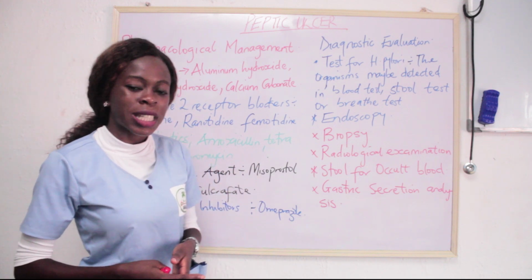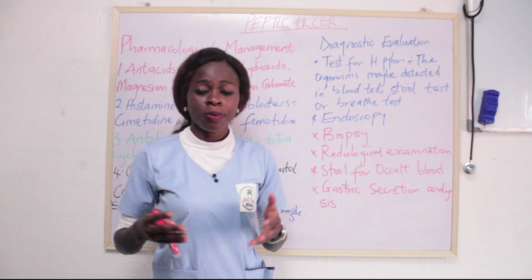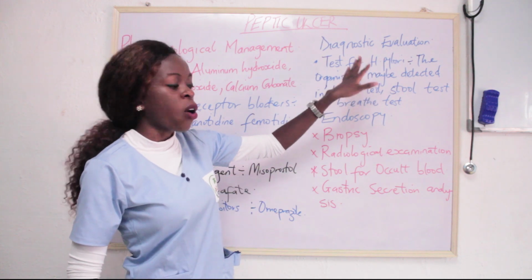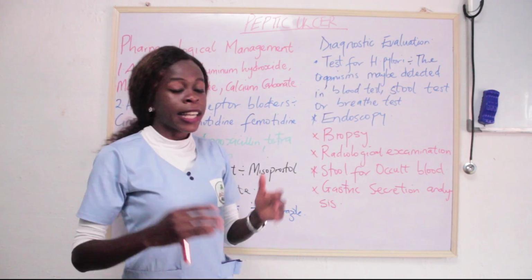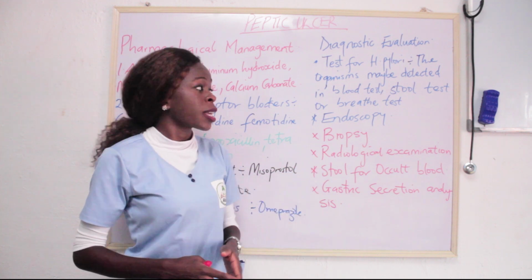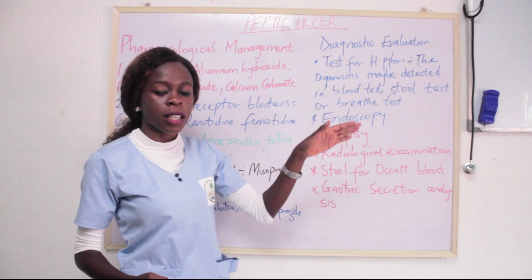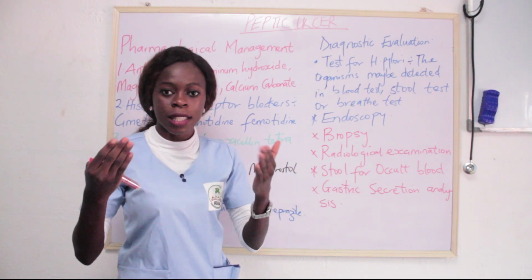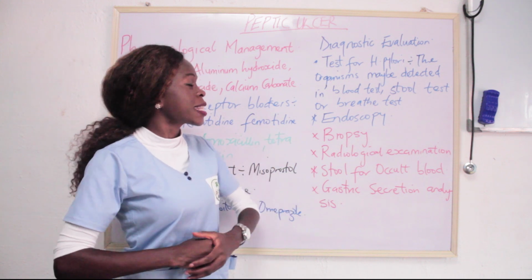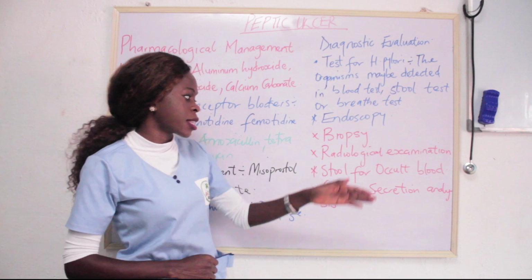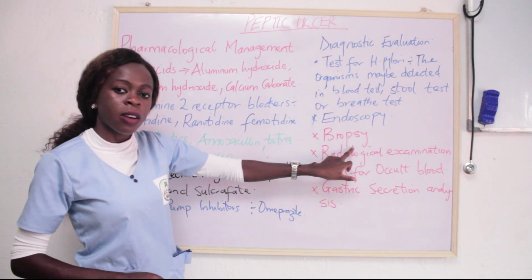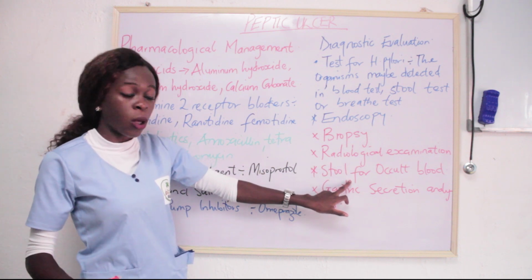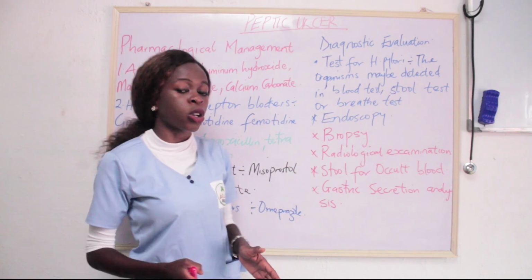Now that takes us to the diagnostic evaluation for peptic ulcer. The first one I have here is the test for Helicobacter pylori. The organism, Helicobacter pylori, may be detected in blood tests, in stool, and also with a breath test, breath in, breath out. The second diagnostic evaluation we have here is endoscopy, we have biopsy, we have radiological examination, we have stool for occult blood, then we have gastric secretion analysis.